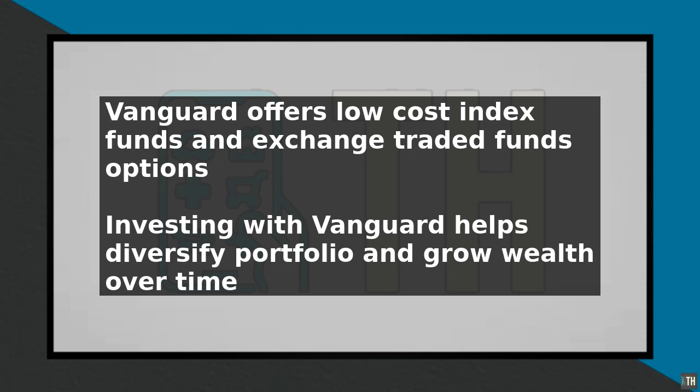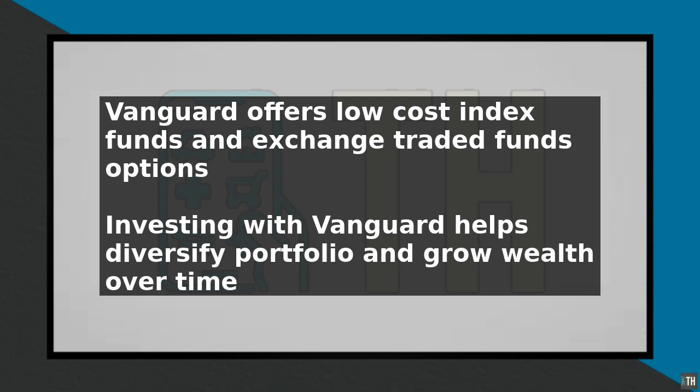To get started, you will need to create an account on the Vanguard website. This can be done by providing some basic personal and financial information, such as your name, address, and social security number. You will also need to fund your account, which can be done by transferring money from your bank account or by mailing a check.